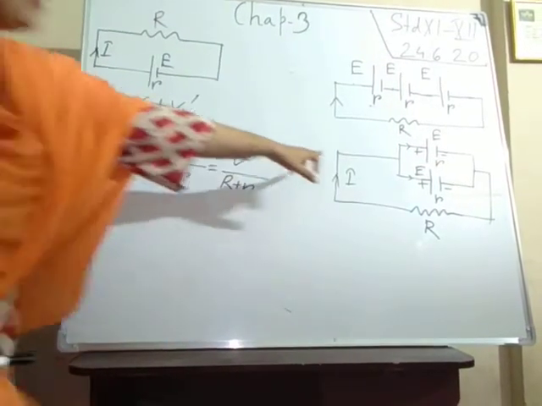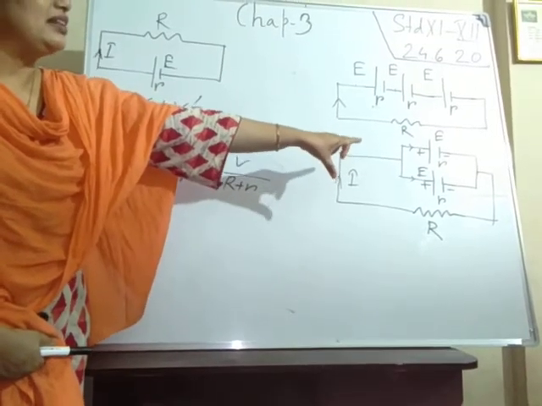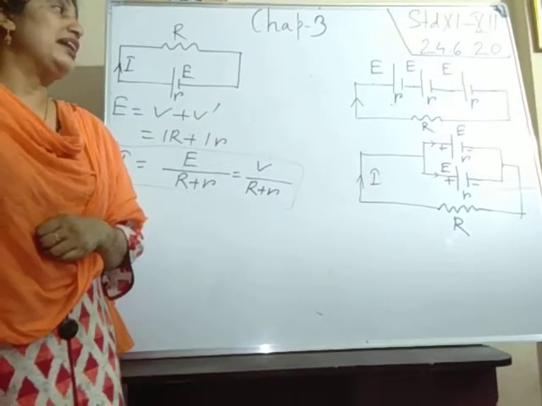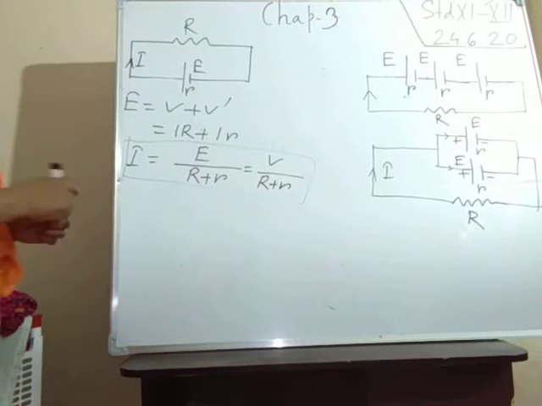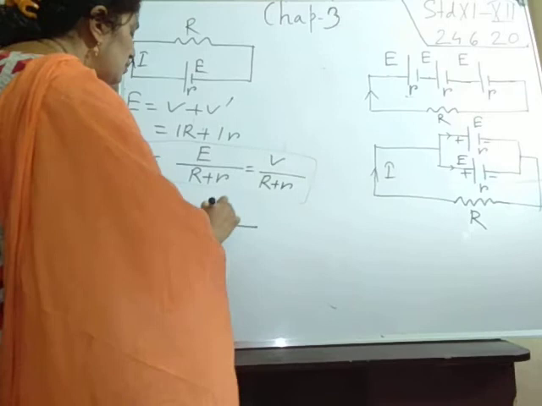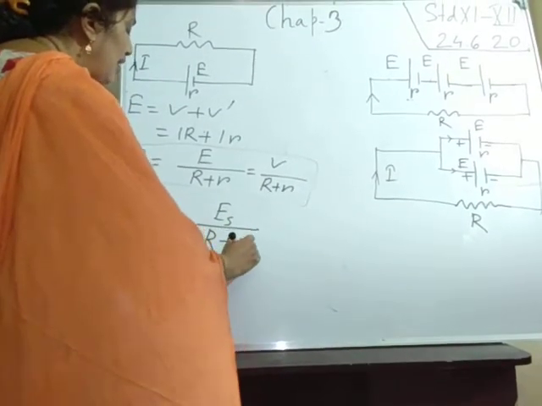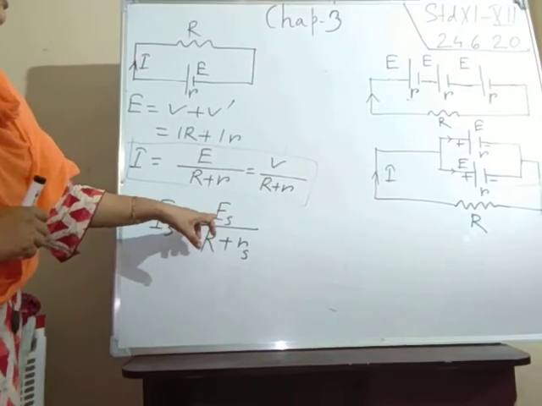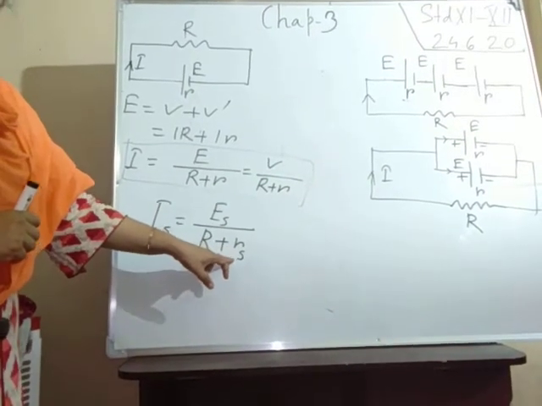And in this figure, the cells having the same strength E and the same internal resistance are connected in parallel combination. So how will we find out the current from those two circuits? Look. So IS equals ES by R plus RS. That means the electromotive force connected in series and the internal resistance connected in series.